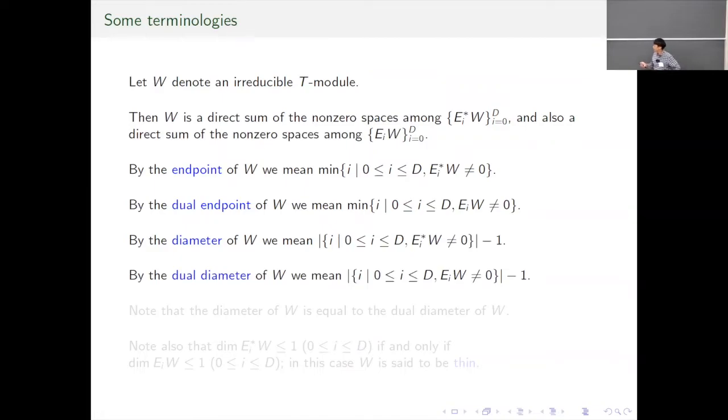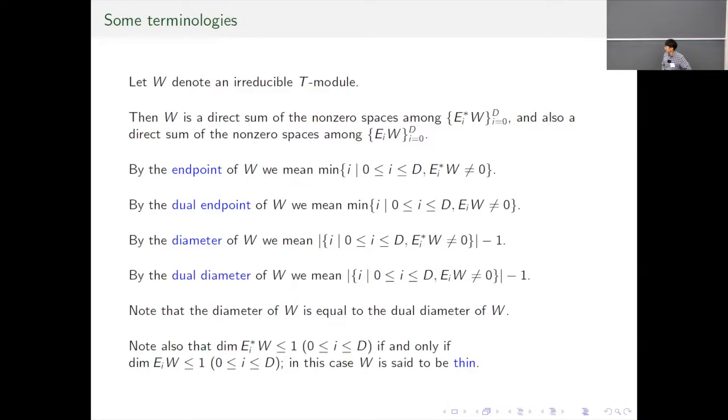In fact, the diameter of the irreducible T-module is equal to the dual diameter of the irreducible T-module. Another important concept is thinness. The dimension of each subconstituent space Ei star W is less than or equal to 1 if and only if the dimension of Ei W is less than or equal to 1. So if all subconstituent spaces have dimension at most 1, then we say this module structure is thin.